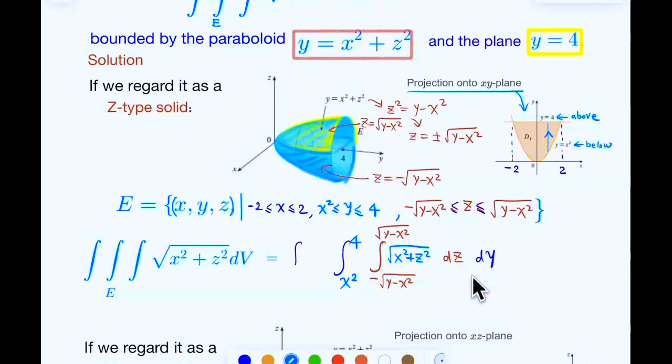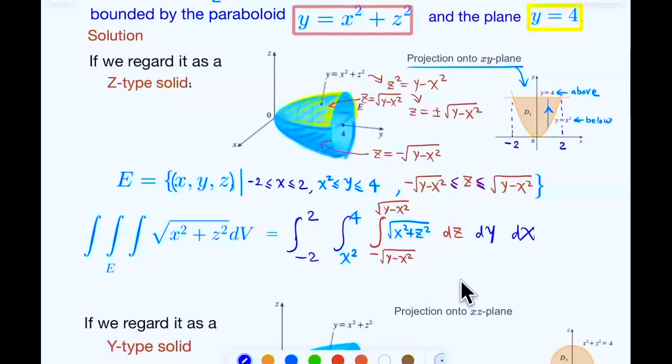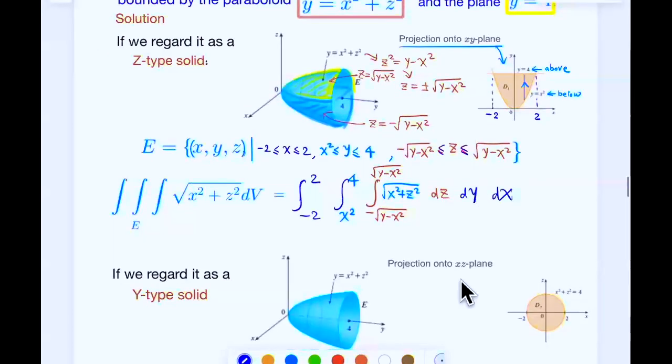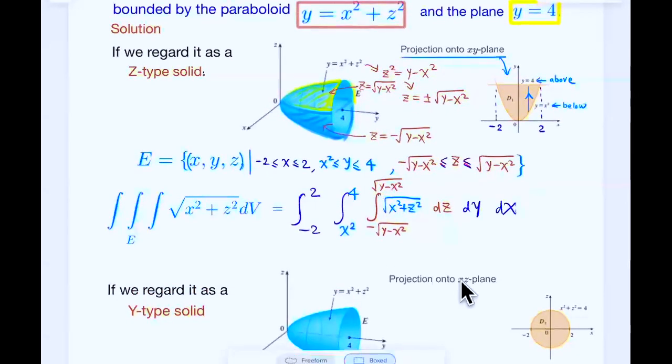So y goes from x squared to 4, and then finally x goes from what to what? Negative 2 to 2, right? Okay. We do this. Now to evaluate this integral over here, let's think about this. Let's just do the first step. Let's actually show this a little bit.